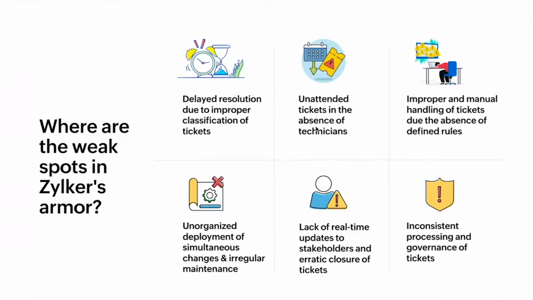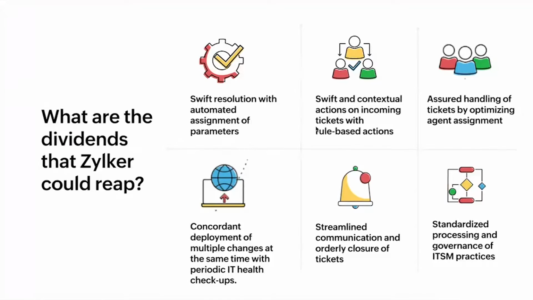Also, Zilker's stakeholders could not receive automated updates, so their requesters were unaware whenever a technician was assigned to handle their tickets. The technicians also had to close all their tickets manually. Finally, Zilker could not streamline any of their ITSM practices. For example, if Zilker had to execute a change process, they could not check whether a backup plan was in place to minimize any risk associated with the change. We saw all the roadblocks that Zilker faced, right?